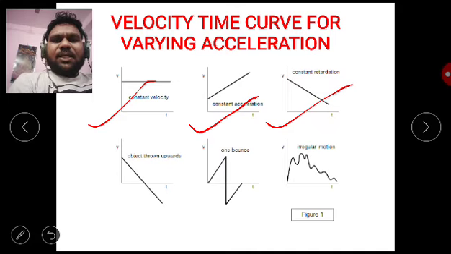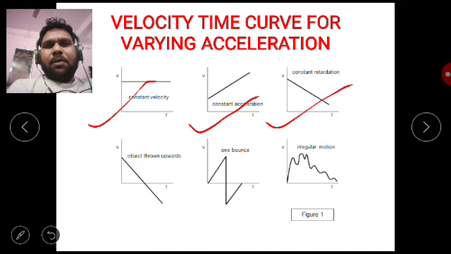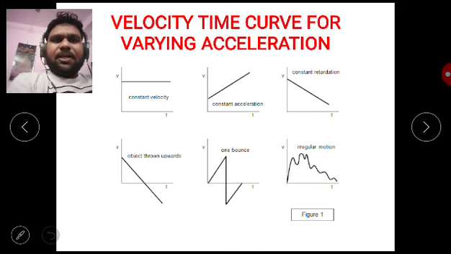There is a kink in the curve. Kink means a body is striking the surface and changing its direction, and this is irregular motion. So we will discuss here.